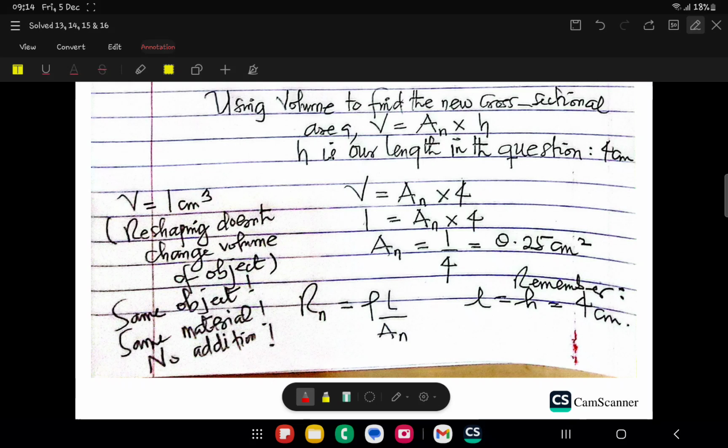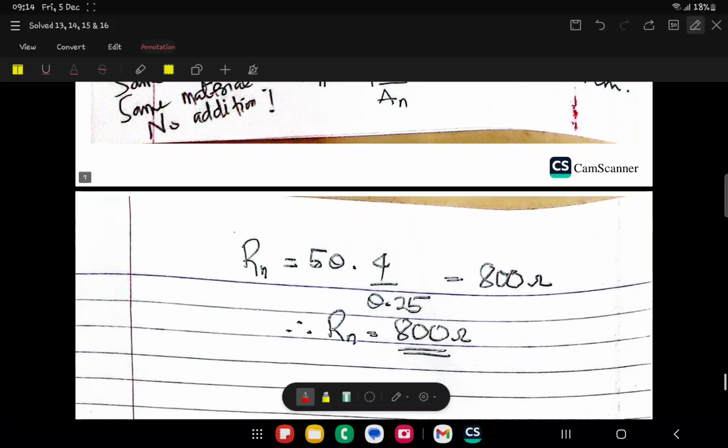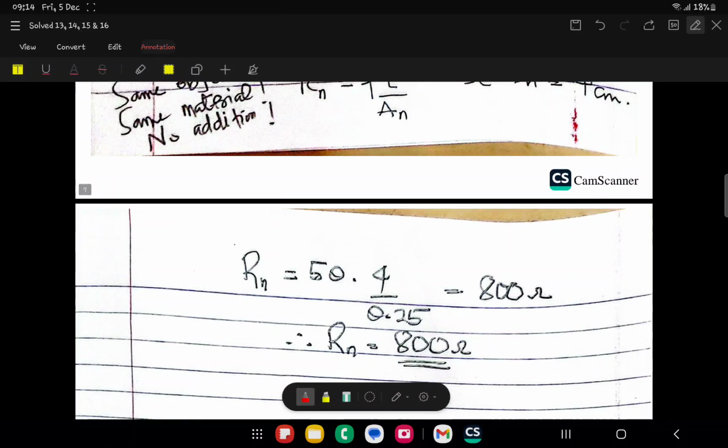Okay. Now let's fix these values and find the new resistance in the new shape. So the new resistance is given as resistivity, which we found was 50 ohm per centimeter, and we are using the same 50 because it is the same material, and once it's the same material, resistivity will not change. So 50 multiplied by 4 divided by 0.25 should give us 800 ohms. So the new resistance for the new shape we have is 800 ohms.